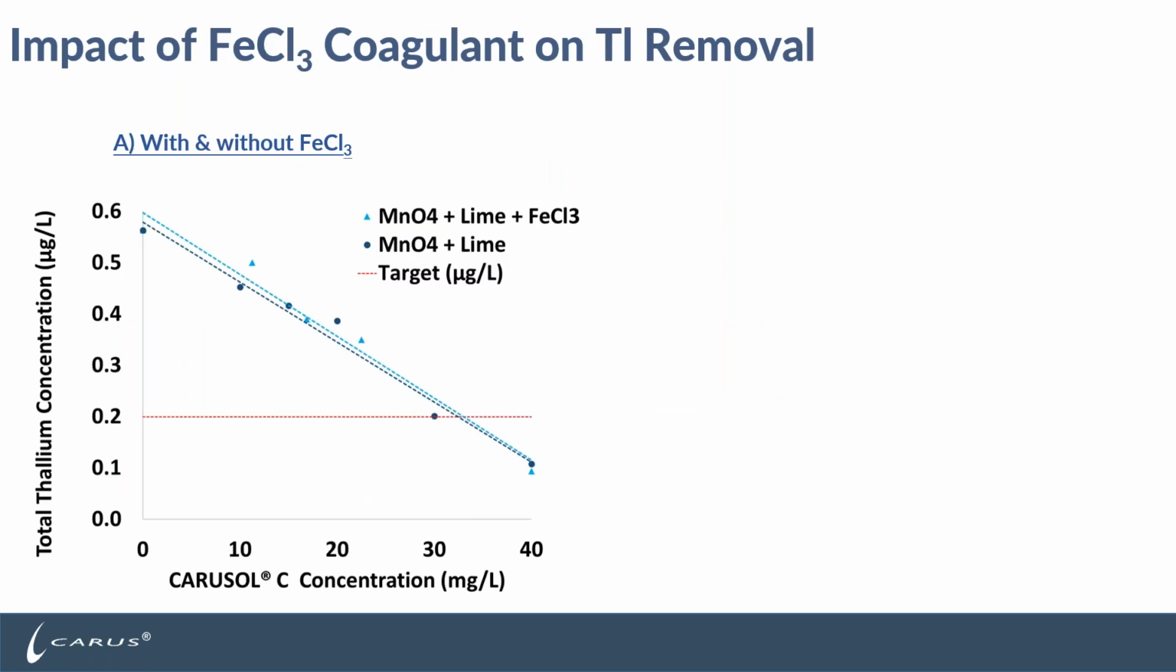So we wanted to look more closely at the potential advantages of the manganese dioxide reaction product, specifically for the Oceana Gold system. The data here shows the impact of adding ferric chloride coagulant on total thallium removal. On the left plot, we can see there's really no significant difference in performance with or without coagulant, effectively meaning this chemical can be eliminated from the treatment strategy.